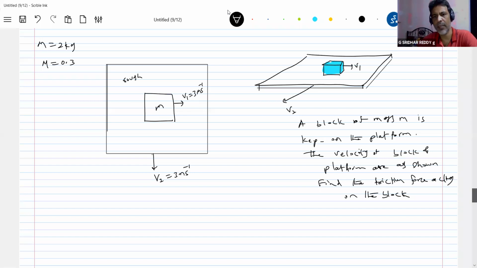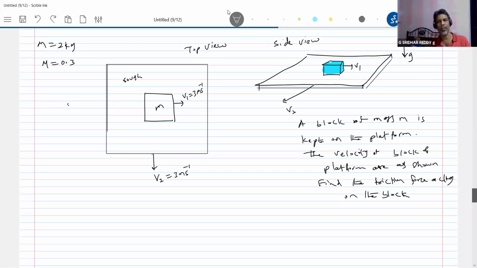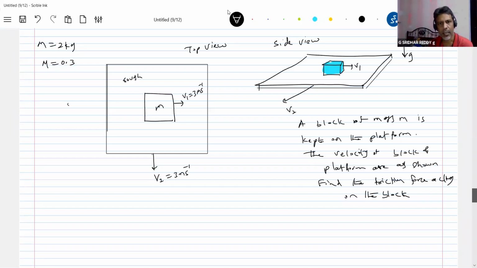The platform, you don't bother that one. The platform is kept on a smooth surface. The platform is moved along Z direction. This is a top view, this is a side view. You can do it. Take an eraser, keep it on a notebook. You just strike the eraser like this, and simultaneously move the notebook. And that is the platform.